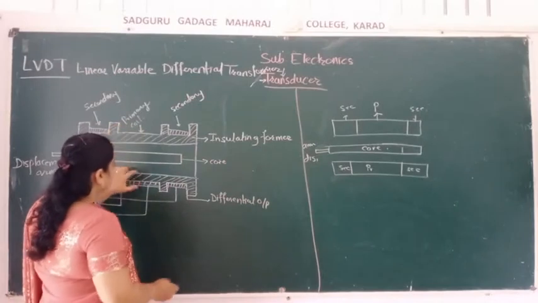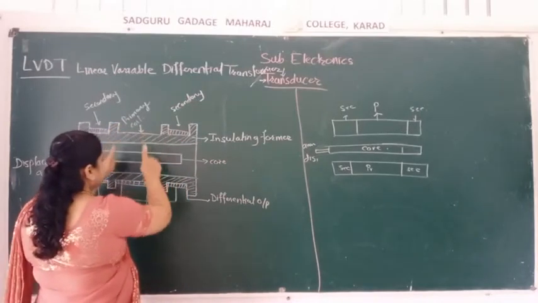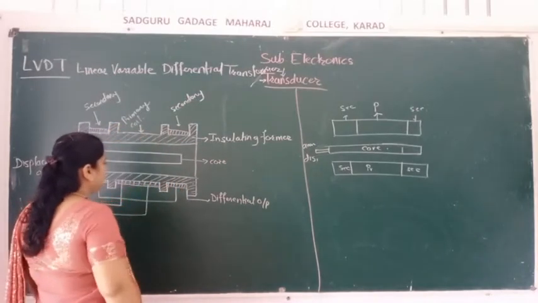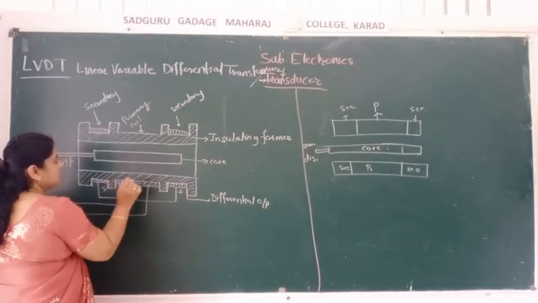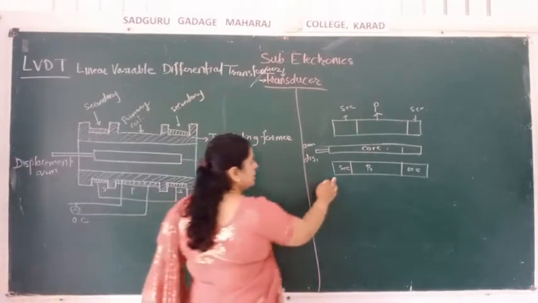So these are two secondaries and one primary. These are the secondary terminals, and this is the primary terminal. So what happens, you will see one by one.